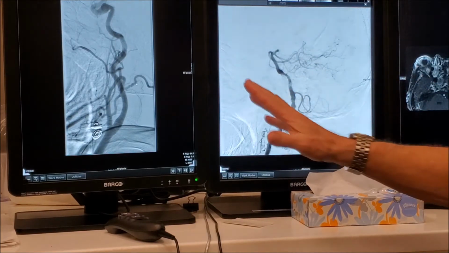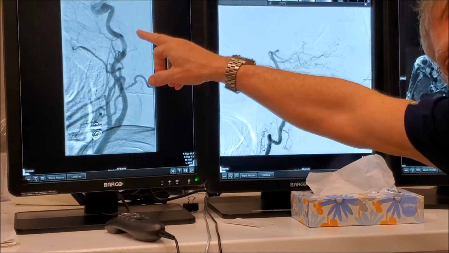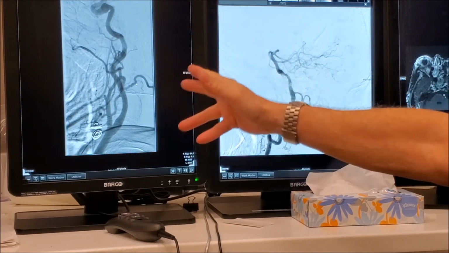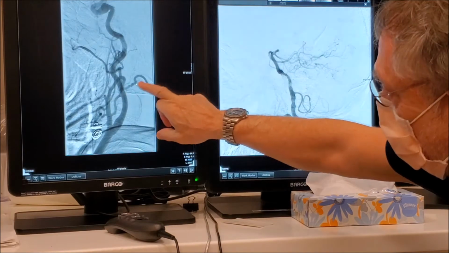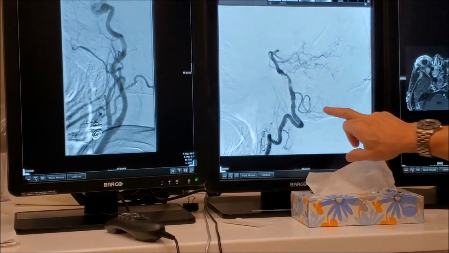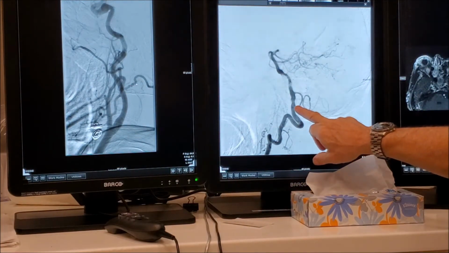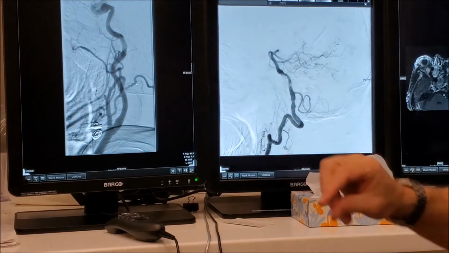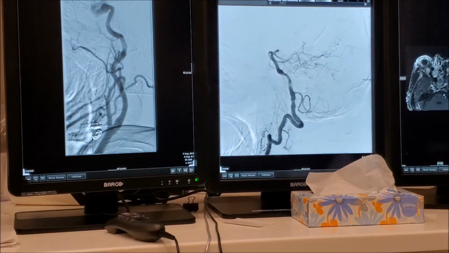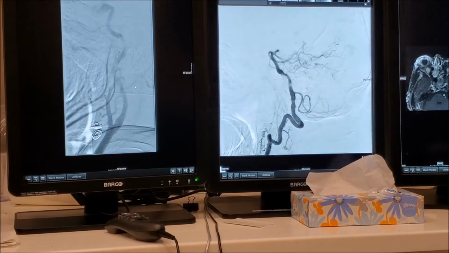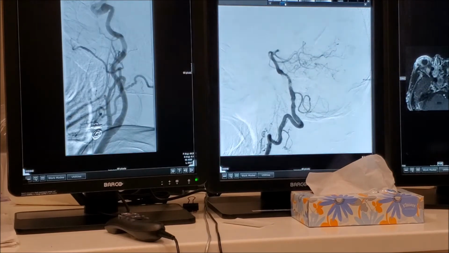Okay, but you understand why you always look at it. You're not going to miss that because you're looking for something in the cavernous carotid. But you don't want to miss this because this may be the same as this. It's fascinating. We'll look at the other side later on. But there is something in the cavernous segment.